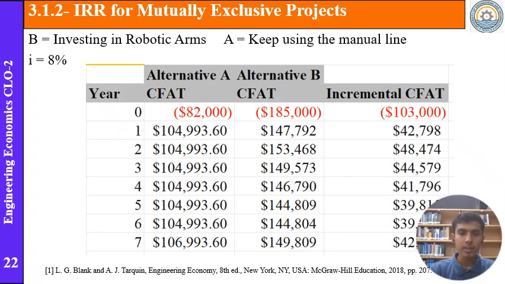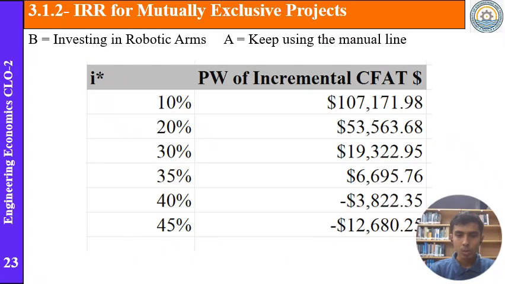Then I find the present worth of this incremental cash flow series by plugging in different values of interest. So here is the summary table where I plugged different interest rates into the incremental cash flow series in order to find its present worth. Here I found that between the interest rates of 35% and 40%, the series is changing, I mean it is converting from the positive side to the negative side.